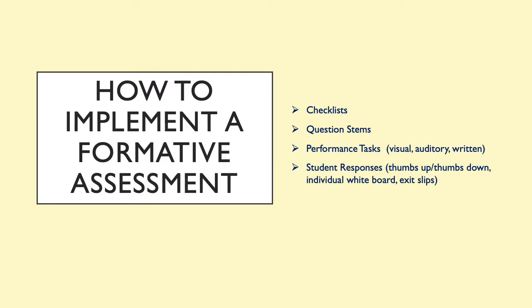The process of formative assessment can be conducted before, during, or after a lesson and can be used to monitor and check progress of students' IEP goals. As educators, we can utilize various tools and resources such as checklists, question stems, performance tasks, and student responses such as thumbs up, thumbs down, using an individual whiteboard, exit slips, and many others.